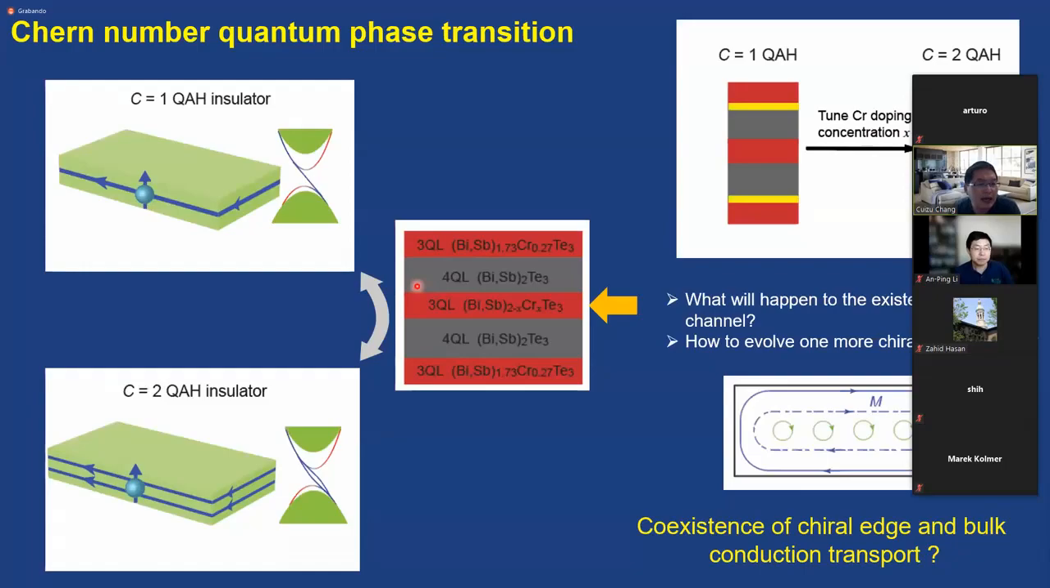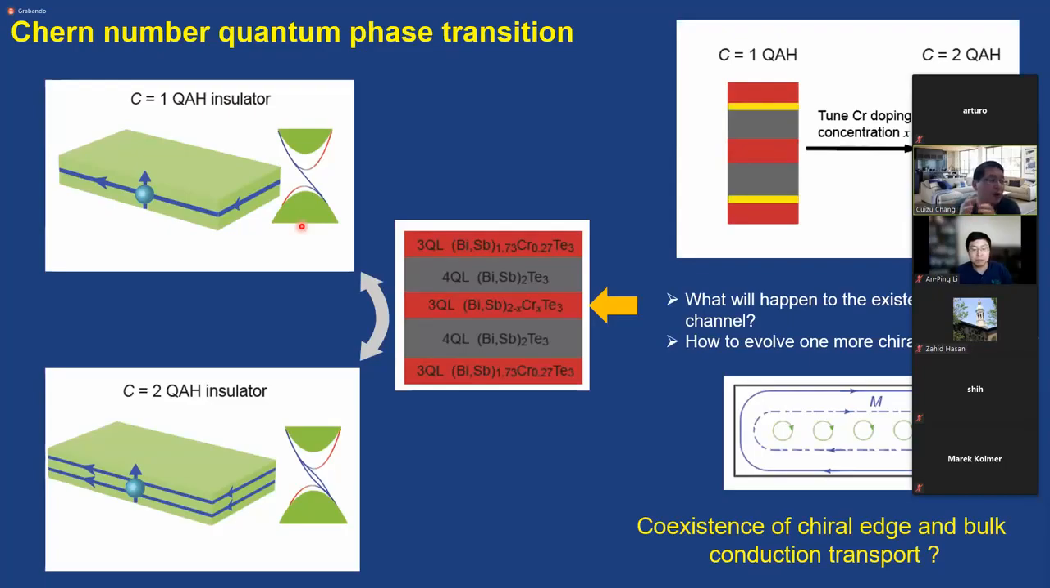So in the last 1 or 2 minutes, I will introduce our recent progress along this direction about the Chern number quantum phase transition. As I just told you, previously we could realize C equals 1 and C equals 2 by tuning the chromium doping level.